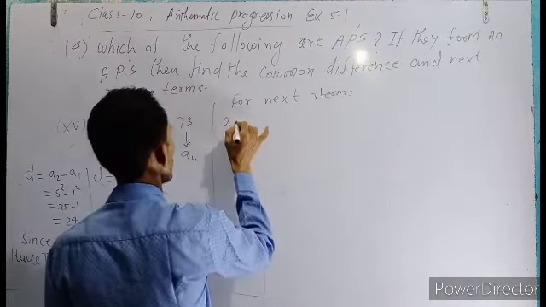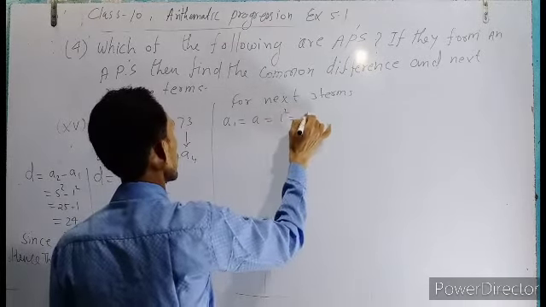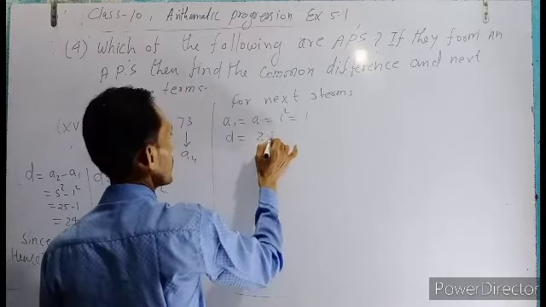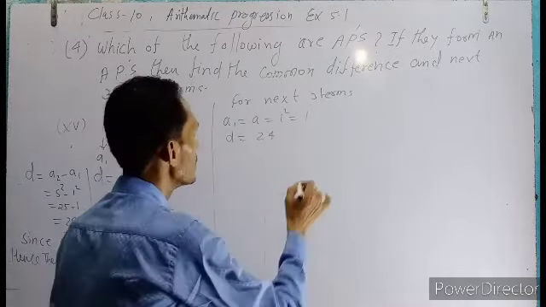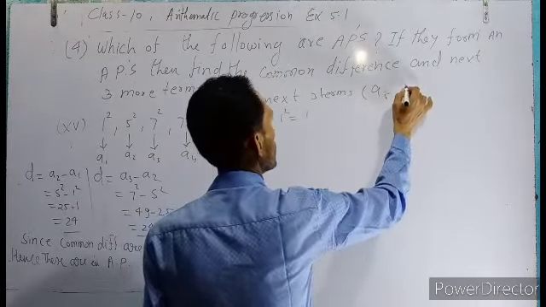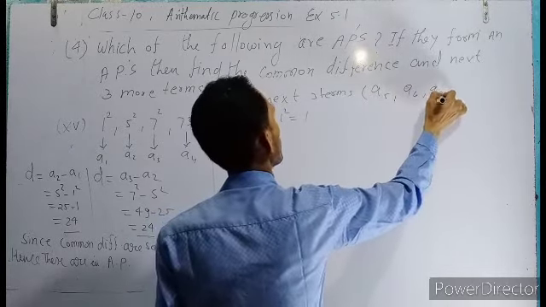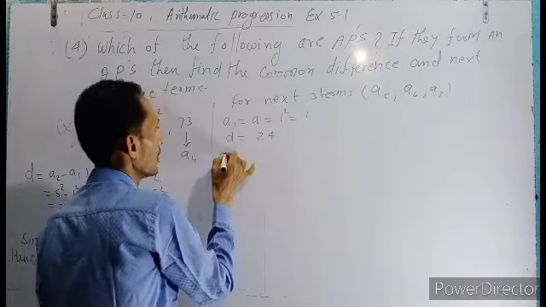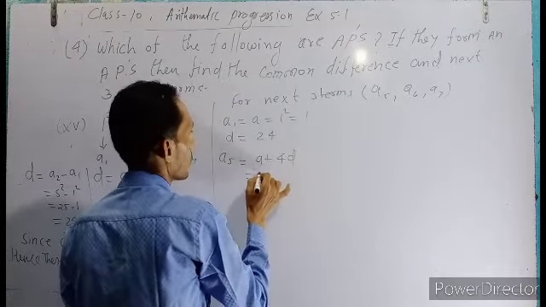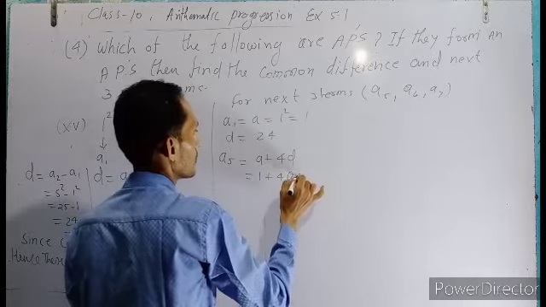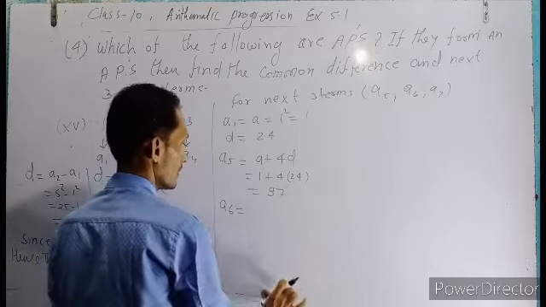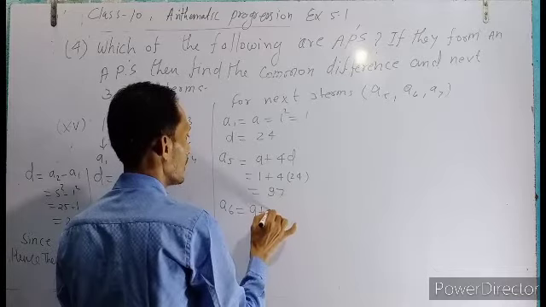So A1 equal to A, that is 1 square which means 1, and the common difference D is 24. Next 3 terms means first, second, third, fourth, and after fourth means A5, A6 and A7. You have to find these 3 terms. First A5. A5 means A plus 4D. A is 1 plus 4 into 24, that is 97.